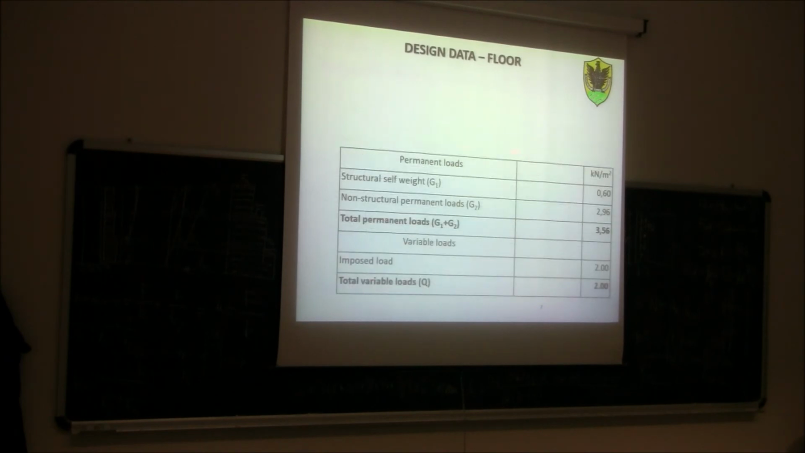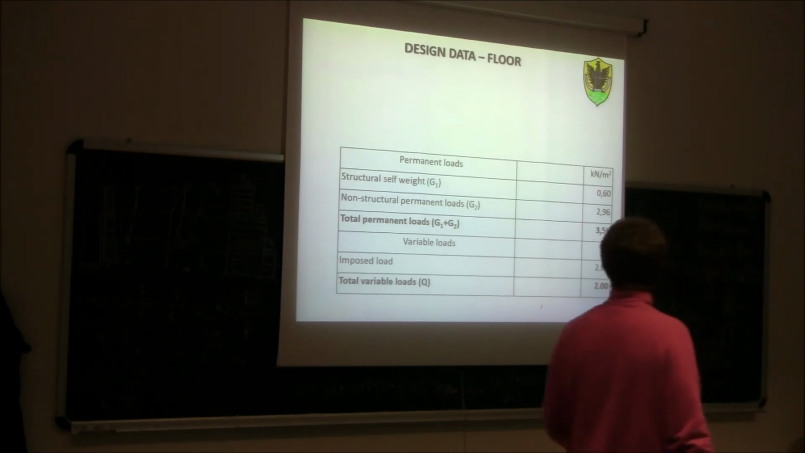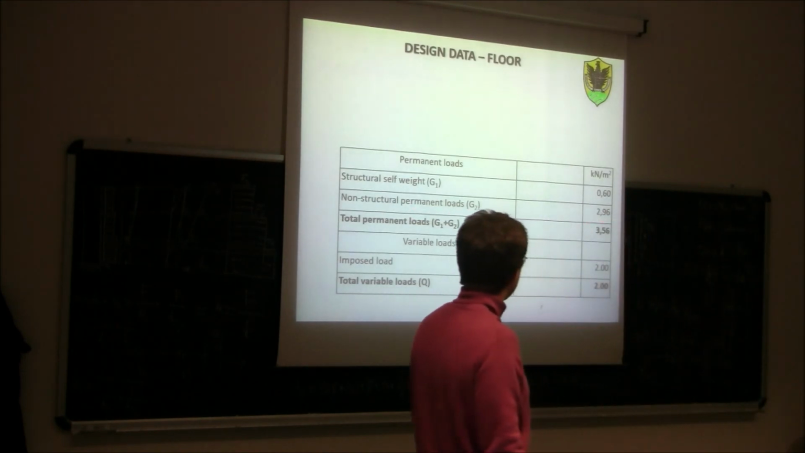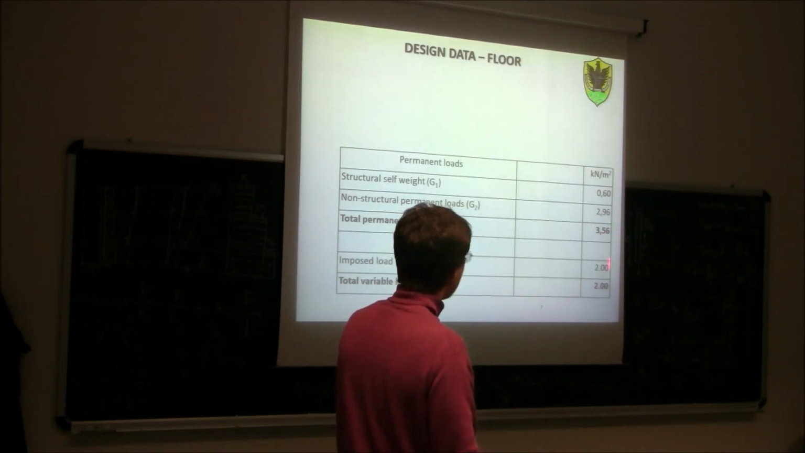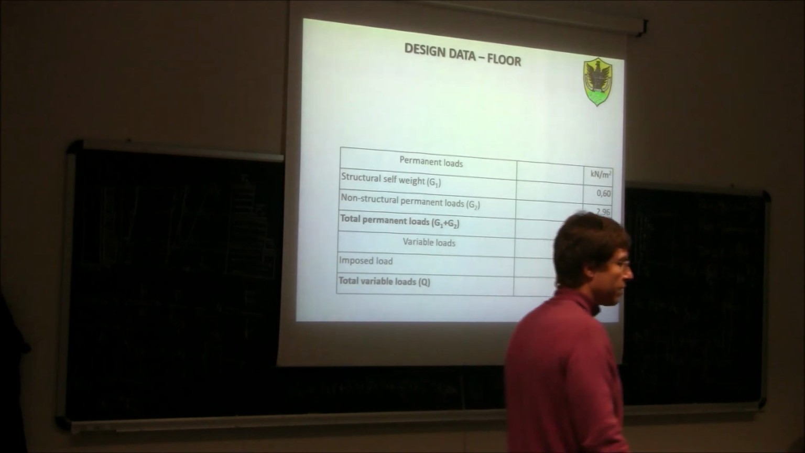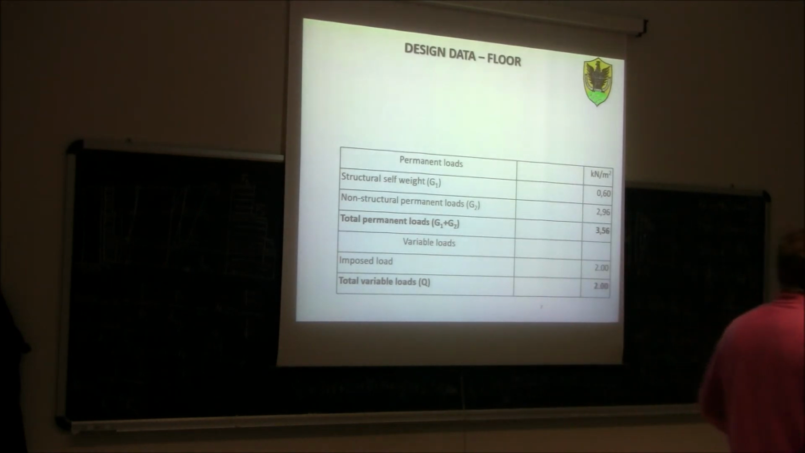For the typical floor, again structural self-weight, which depends in this case on the type of floor, the cross-lam floor that we are using, so 0.6 kN per square meter, non-structural permanent load 2.96, total 3.56, and the variable load, if this is a residential building, is 2 kN per square meter.